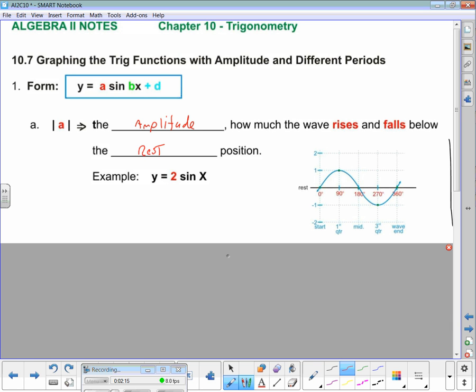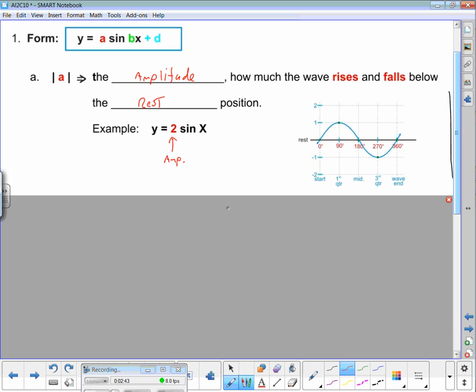How much does it rise or fall above the rest position? 5. And so here we've got an example, and you can see with the color coding, the 2 is the amplitude, right? I'm just going to write amp here. And this is similar to number 6 that you guys did in your homework. 6 had a 4 there. Y equals 4 sine theta was your homework question. This one is y equals 2 sine x. So what I'm going to do is, you've got the pattern here on the right, and I'm going to take this pattern and just apply an amplitude of 2. Everything is 2 higher. So we've already learned, you don't need to do this, I'm just focusing your thought, right?